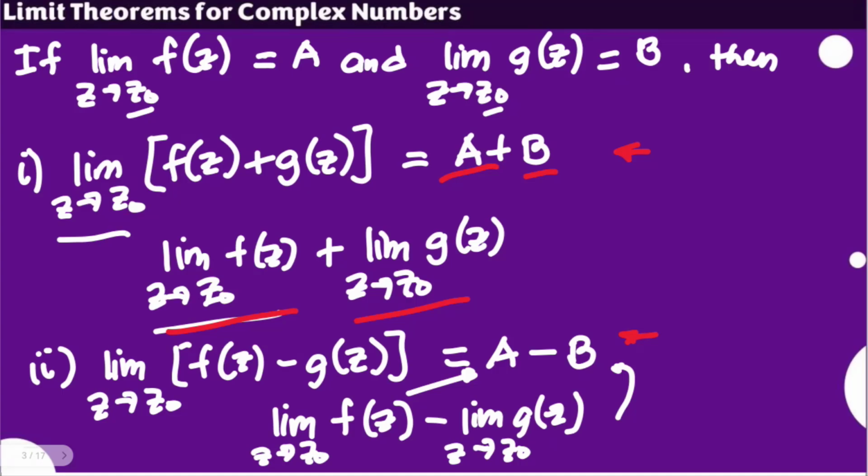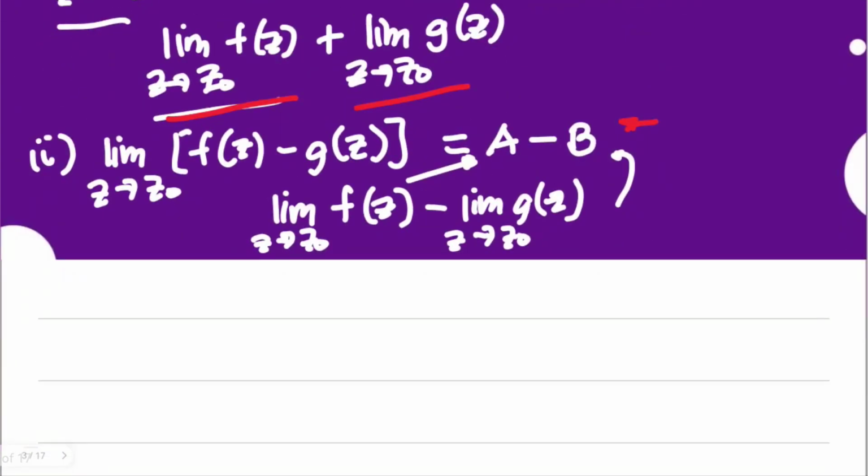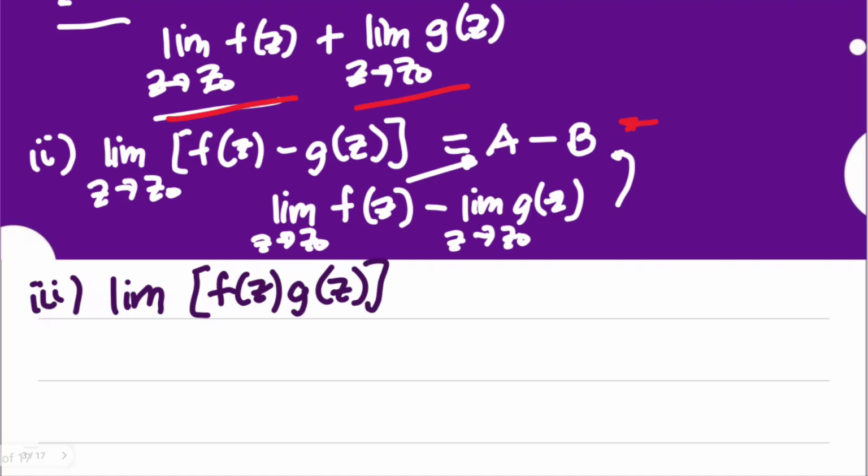Now, let's proceed to the next two. Let us have the third limit theorem, and this is for the product. So you have the limit of the product of your complex functions f of z and g of z as z approaches z sub 0. If we have the limit of the product of two complex functions, we are just going to have the product of their corresponding limits as well.